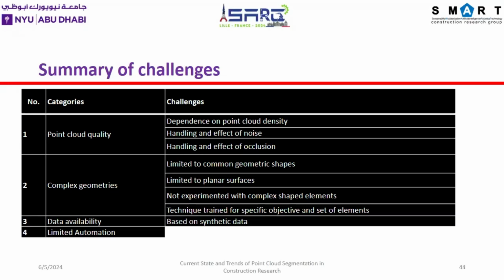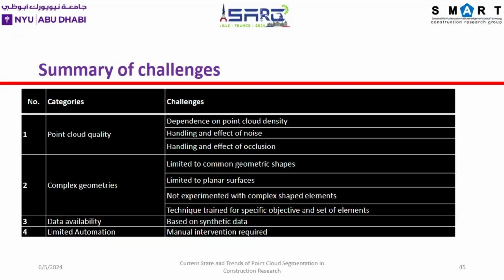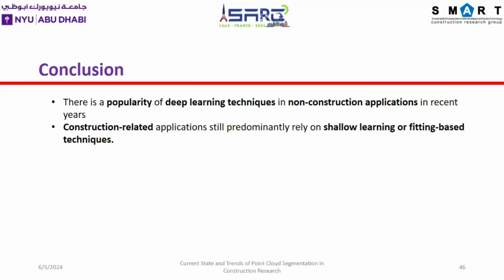The next one is data availability. It is common practice in non-construction research to develop algorithms using synthetic data, so it's not really easy to bring them down to construction research. The last one is limited automation. In construction, we need a lot of automation because it's really expensive, and also it involves a lot of point clouds. So automation is very required in this process.